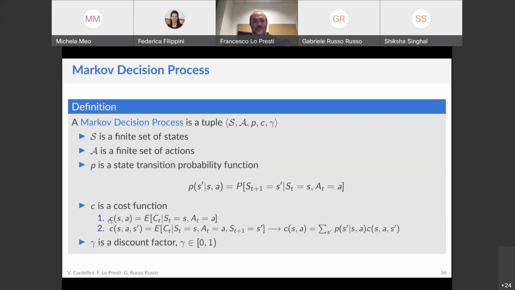Now in the literature, you have the cost associated to a state action pair. Sometimes, and we will also need it, we need to define the cost associated to state, action and next state. The two are related. Knowing the transition probability, I can compute the former from the latter. And typically, we are not interested in the actual value of each possible occurrence, but we are interested in the average, so in the expectation. And then a discount factor, whose role we will see soon.